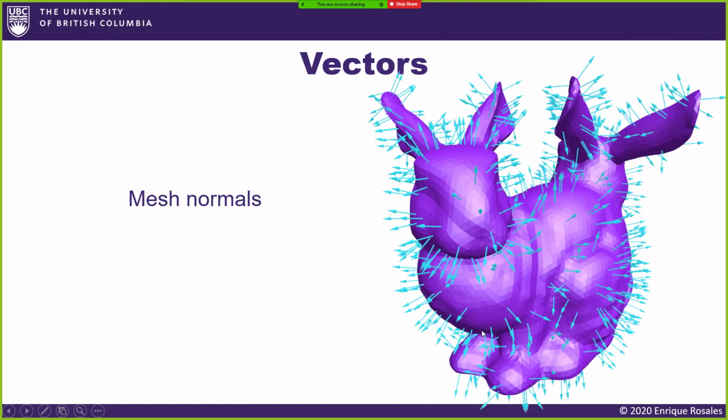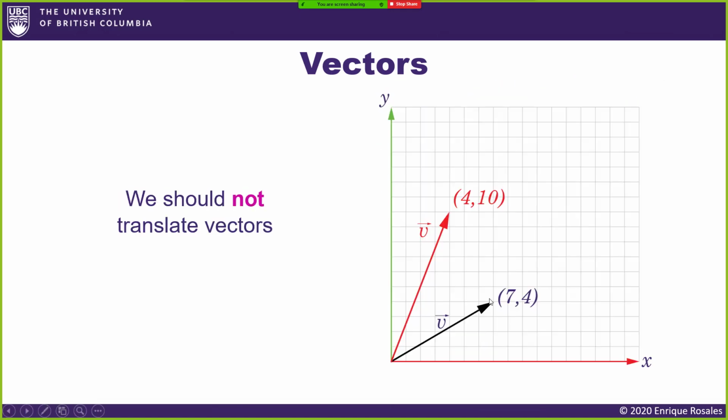So if you take a vector like this one, 7, 4, and then you apply a transformation to this vector, it's like you're not applying the transformation to the entire vector, but only to the tip of the vector. Because the only information you have from that vector is the coordinates of the tip. You agree?